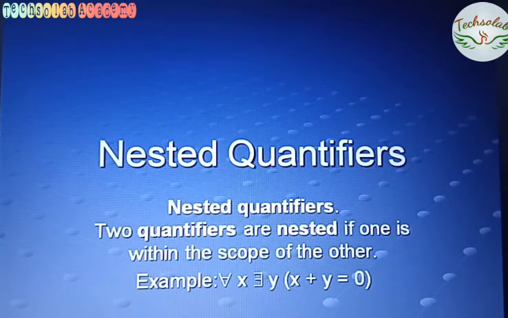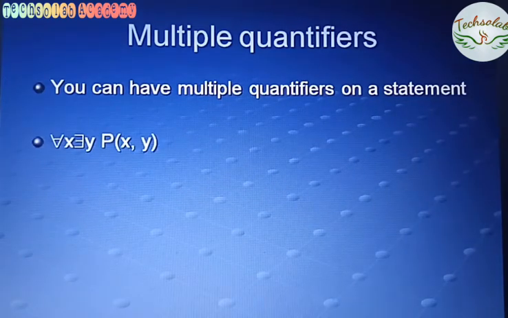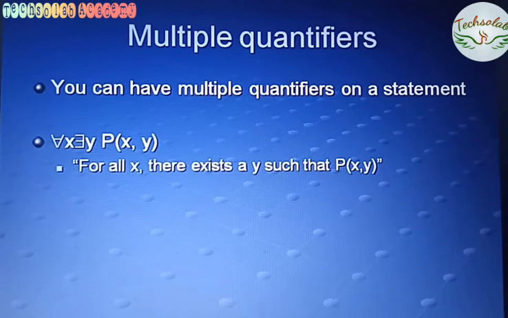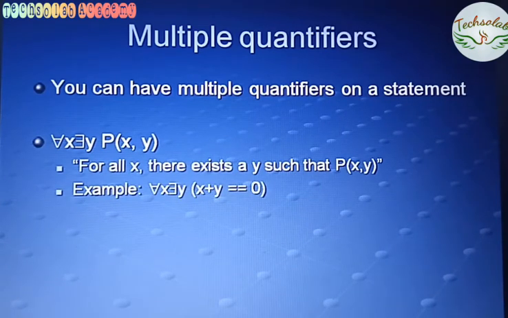It is also a nested quantifier, because there are two quantifiers and the second one is within the scope of the first one. So we can say that nested quantifiers are multiple quantifiers. For all x there exists y, P(x, y), where P is the predicate function. In English we can write this as: such that x plus y equals 0.